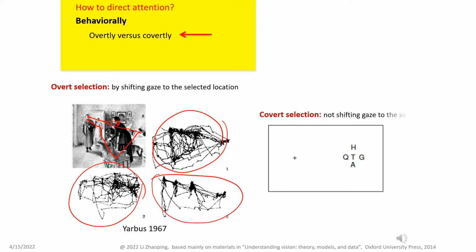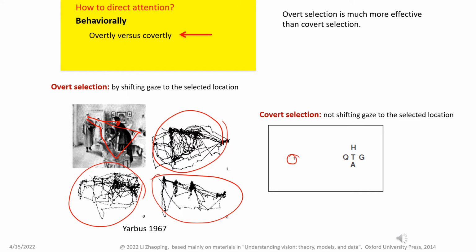Alternatively, let's try covert selection. Fix your gaze at this cross and try to see the letters to the right. Can you see the letters clearly? Especially the middle letter. You are now paying attention to the letters covertly. Now move your gaze to the letters. Now you are selecting overtly and you can see the letters clearly. The middle letter is T.